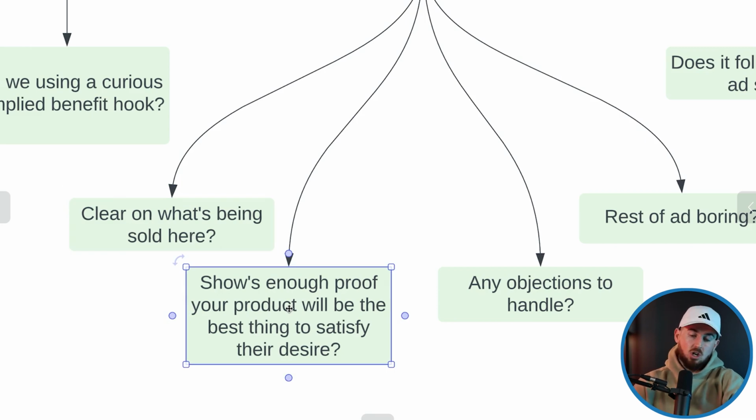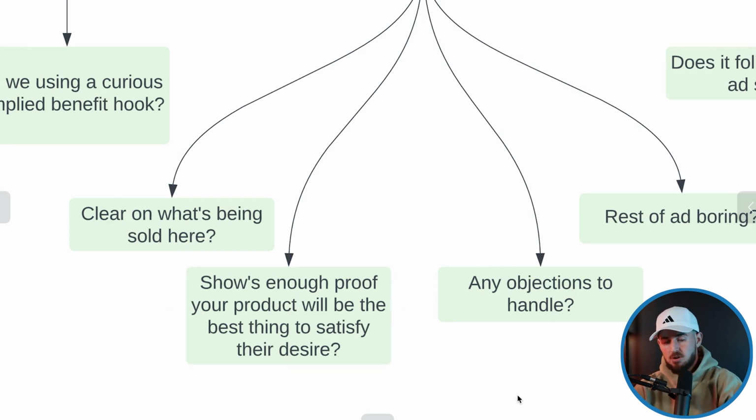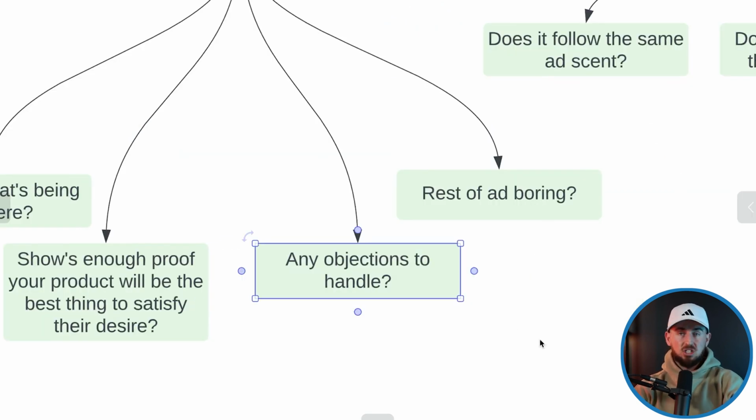Next thing, does it show enough proof your product will be the best thing to satisfy that desire? So if I say, hey, I want to run Facebook ads for you, I deliver amazing results. Okay. Versus, hey, let me run your Facebook ads for you. Here's 10 different case studies of us being successful in your particular business and helping them hit their goals. Let's get started. You're more inclined because I show a lot of proof that our product does the work that you desire. Next thing, are there any objections to handle?